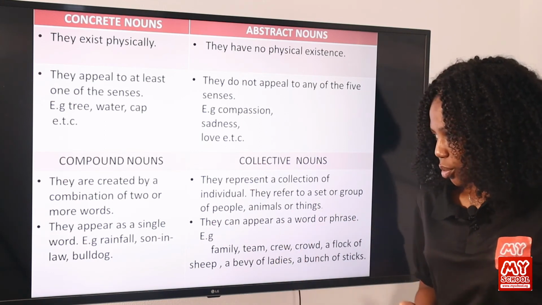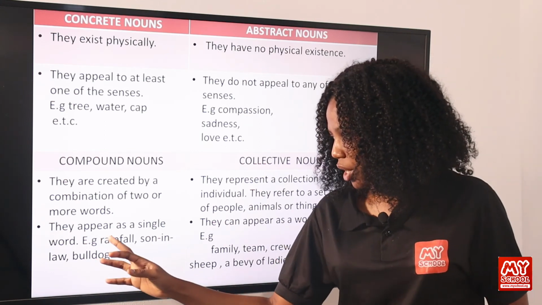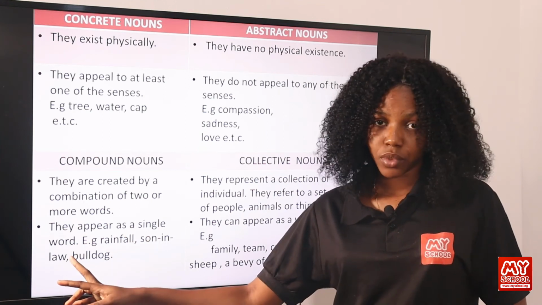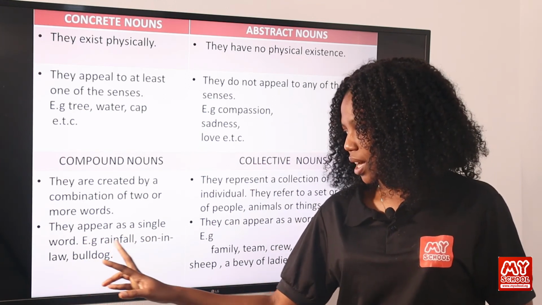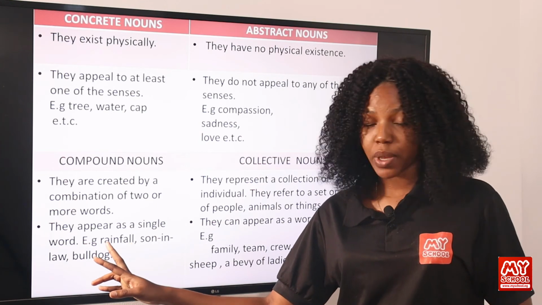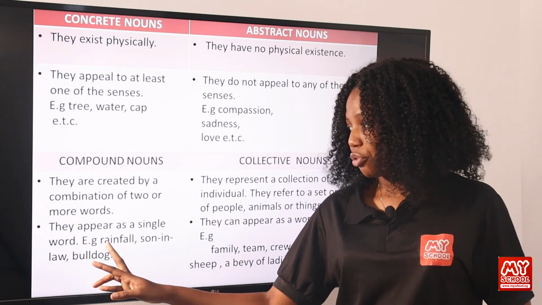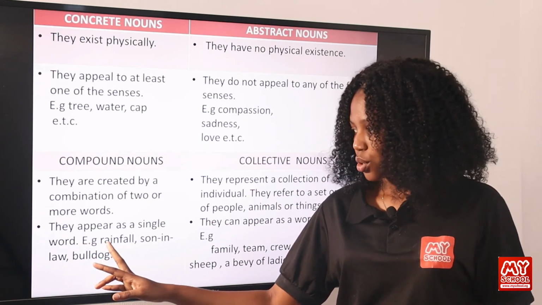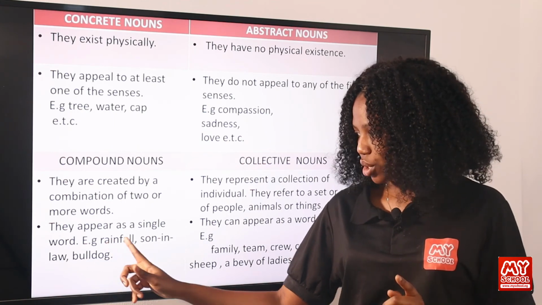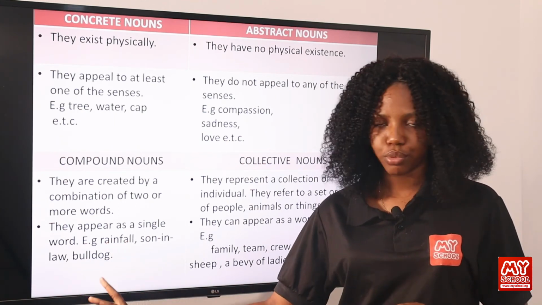Now let's look at the second point. Compound nouns appear as a single word. So you have 2 words, rain and fall, joined together to make a compound noun, and they are referred to as one word. So they appear as a single word, that is rainfall, son-in-law, bulldog.